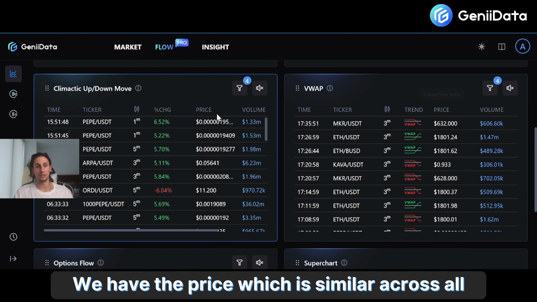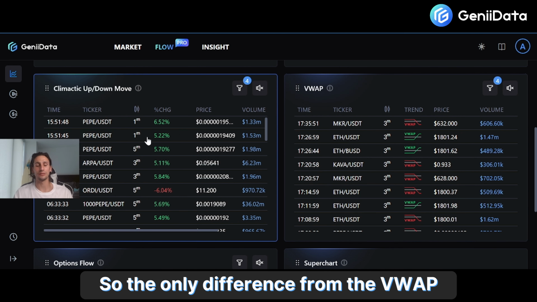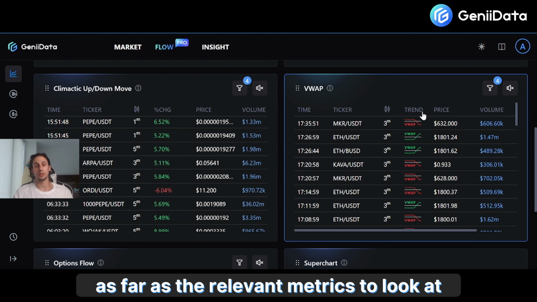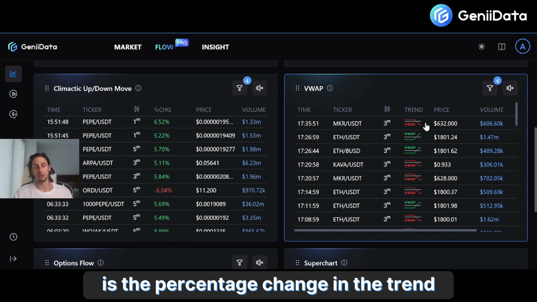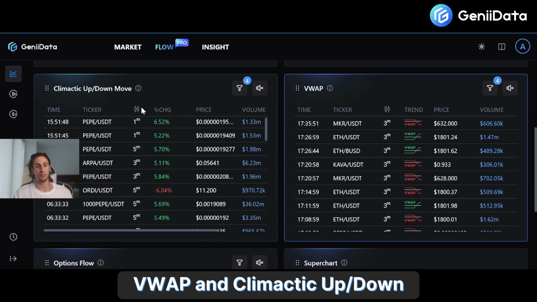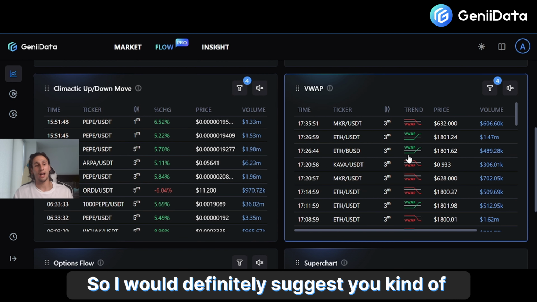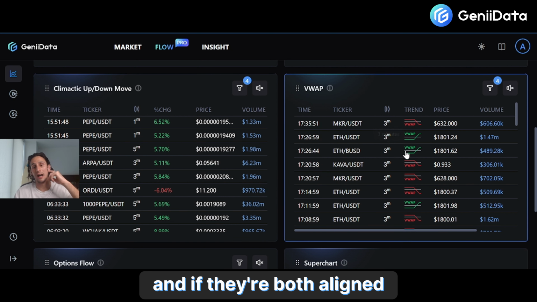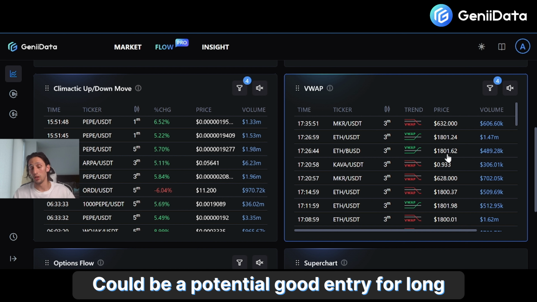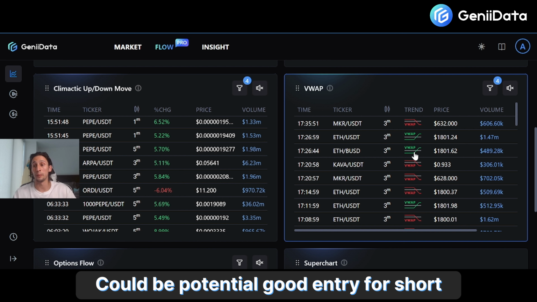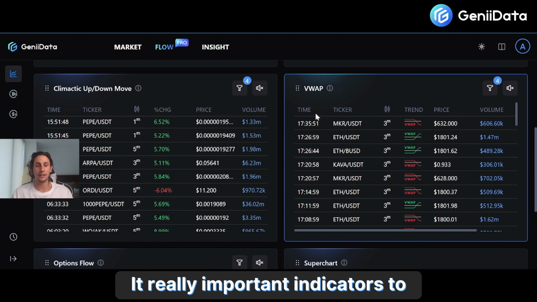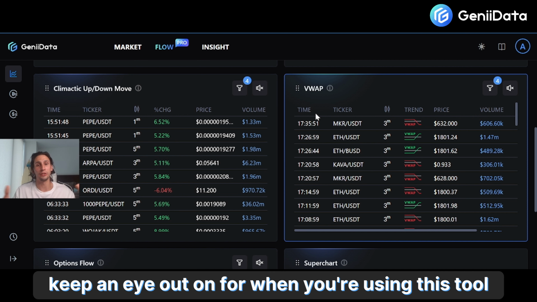We have the price, which is similar across all. So the only difference from the VWAP to the climatic up and down move, as far as the relevant metrics to look at, is the percentage change and the trend. That's the biggest difference between VWAP and climatic up and down move. So I would definitely suggest you use both of these, and if they're both aligned, it could be a potential good entry for a long, or a potential good entry for a short. So that's the VWAP and climatic up and down move. Really important indicators to keep an eye out for when you're using this tool.